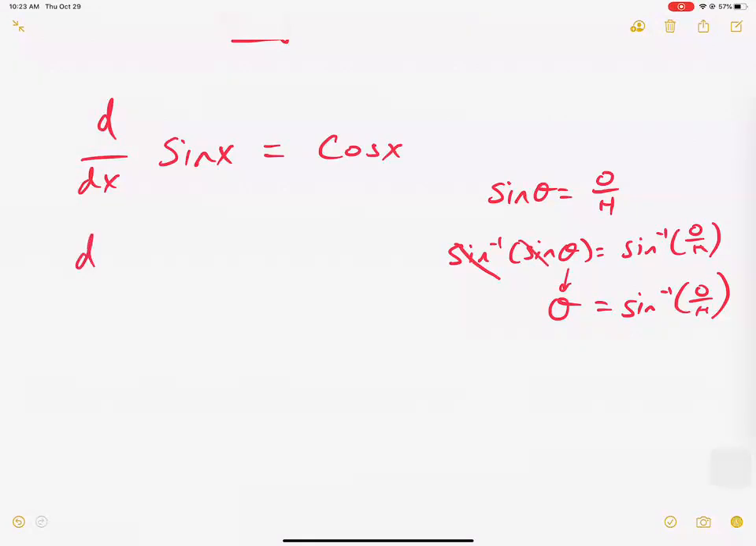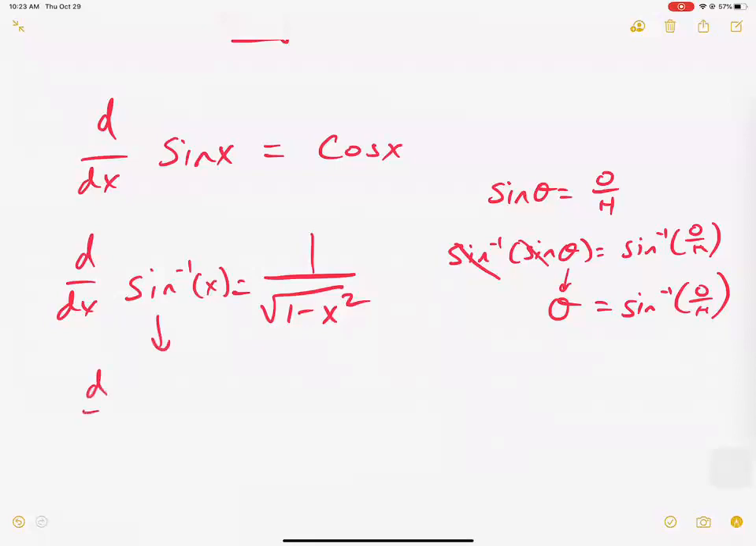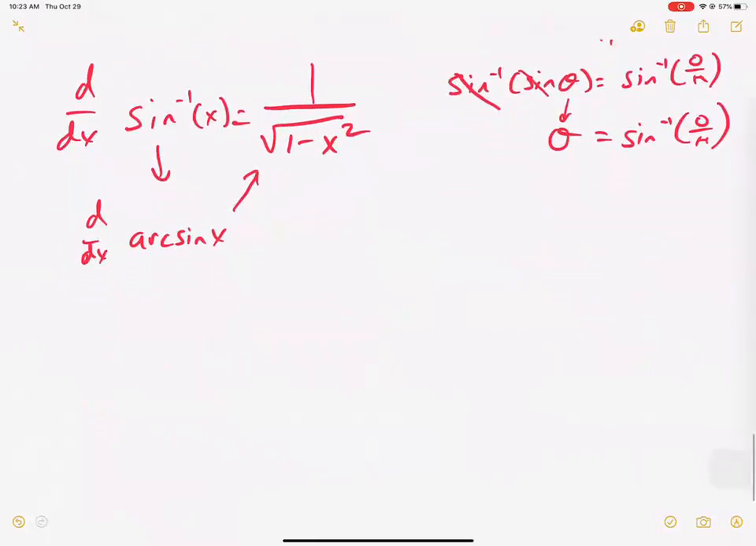So the derivative of sine inverse of x is equal to 1 over the square root of 1 minus x squared. This can also be written as d over dx of arc sine x. Same answer. Okay, that's just the straight definition. And really, you just have to memorize them. I'm going to throw a thing about chain rule in a little bit. And if you want to look for a nicer version, this is posted on the website.